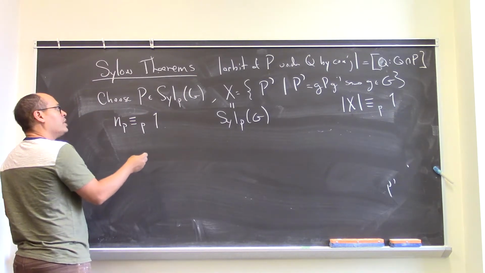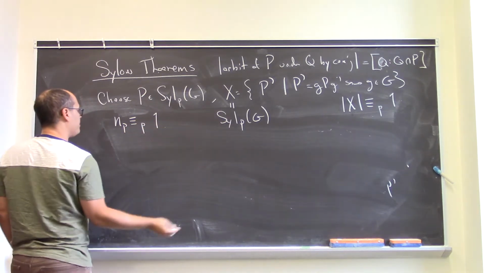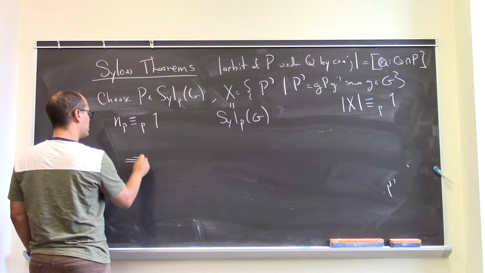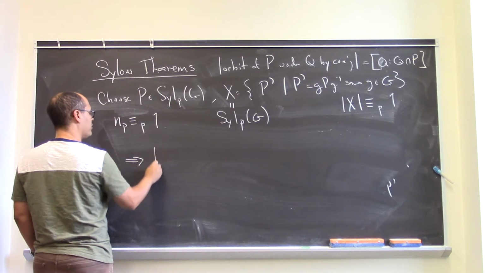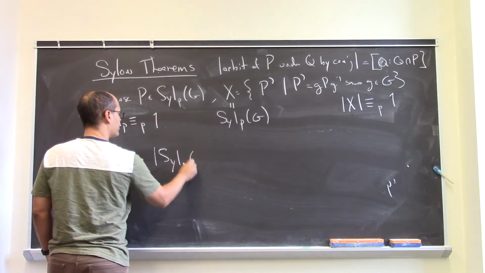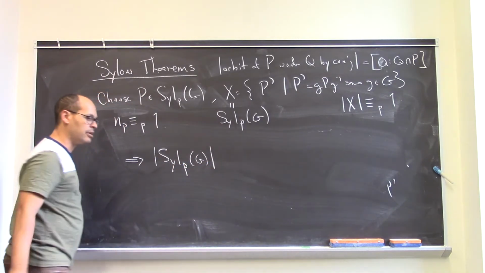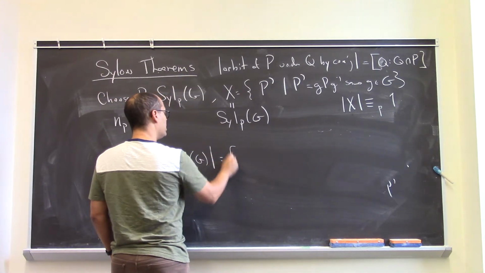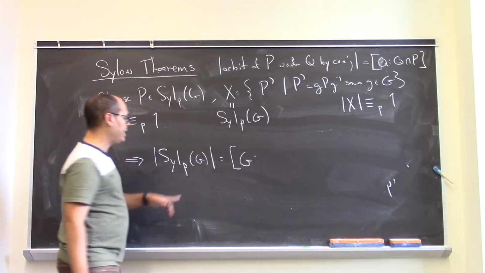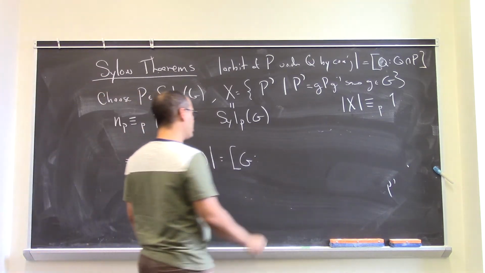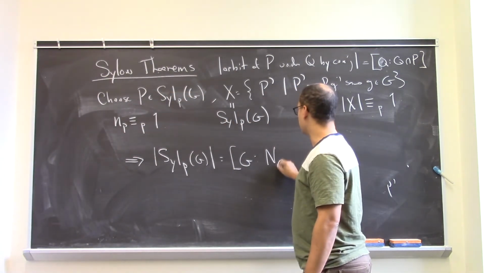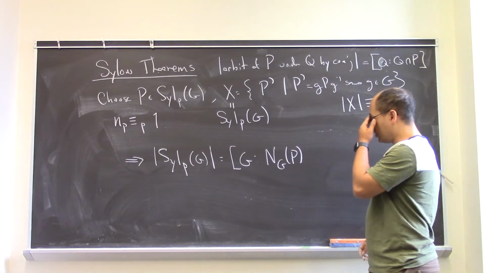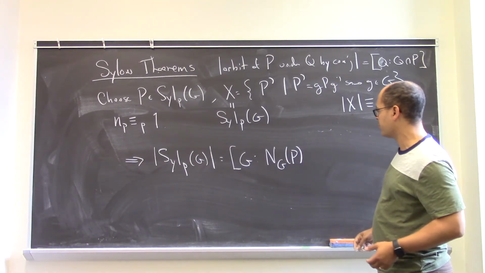Well, now that we know that everything is just in one orbit under conjugation with respect to G, that tells us that the size of the set of Sylow p subgroups, by the orbit stabilizer theorem, is the index in G of the stabilizer of any of the Sylow p subgroups, which is the normalizer. It's the elements which, when you conjugate that Sylow p subgroup by them, you get the same subgroup again.